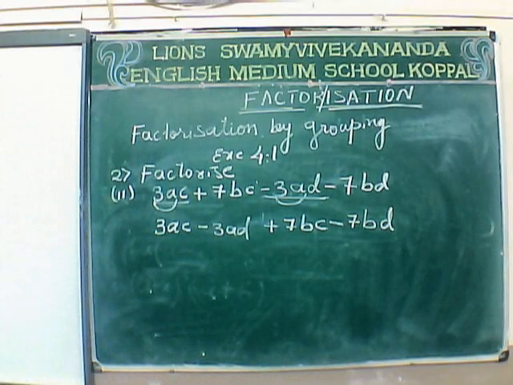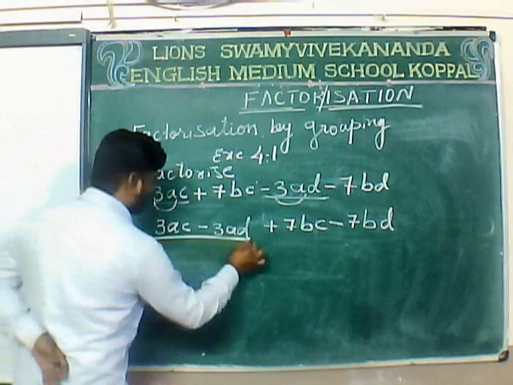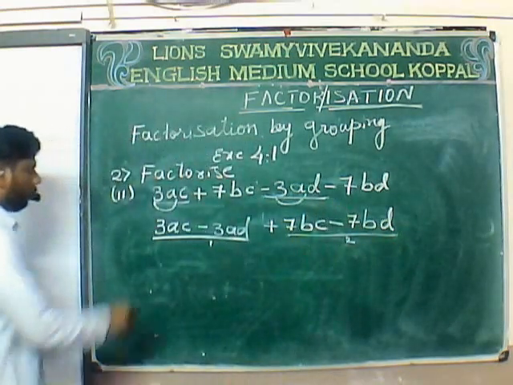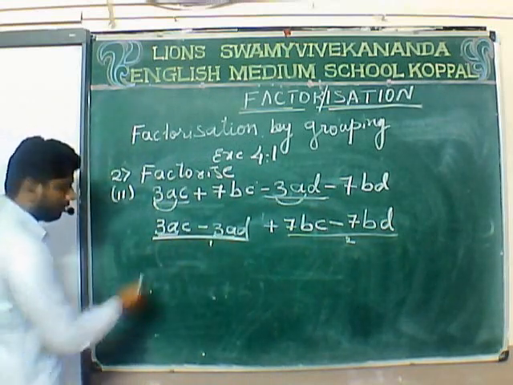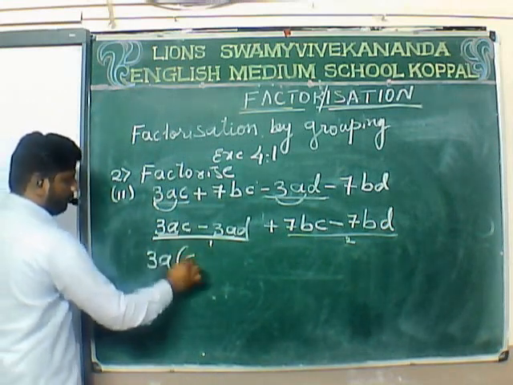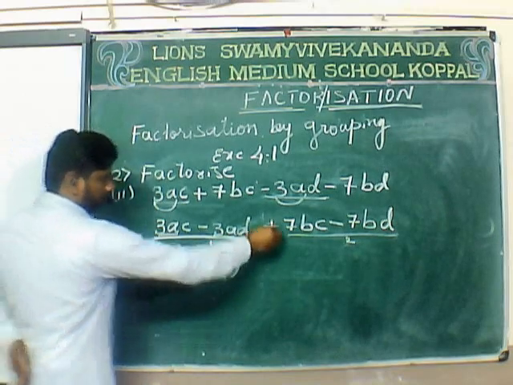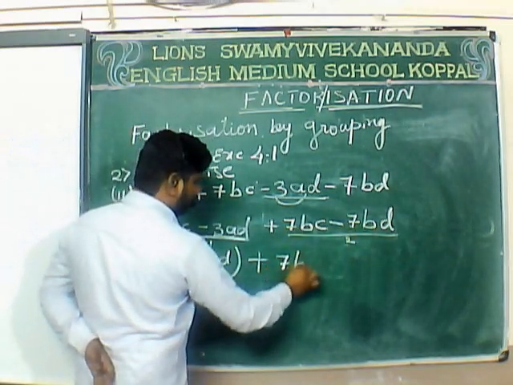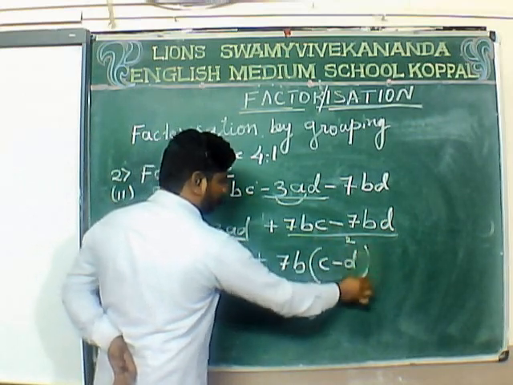I am selecting the factors here to make a better group. Now this is group 1 and this is group 2. What is common, my dear students? We can see 3a is common, so I can write 3a. What is left? C minus d. And in the second group, 7b is common. What is left? C minus d.